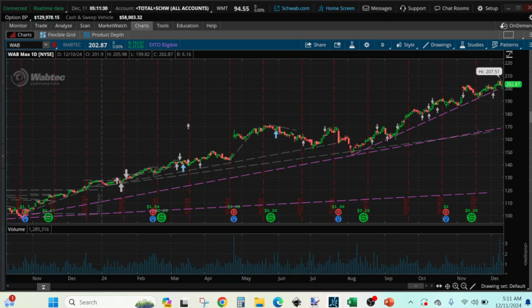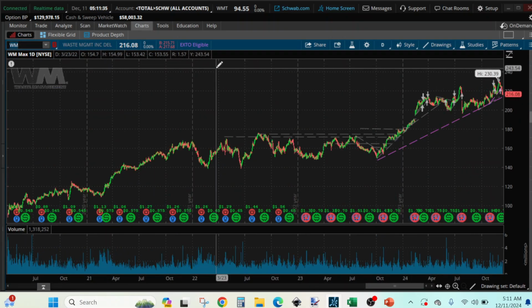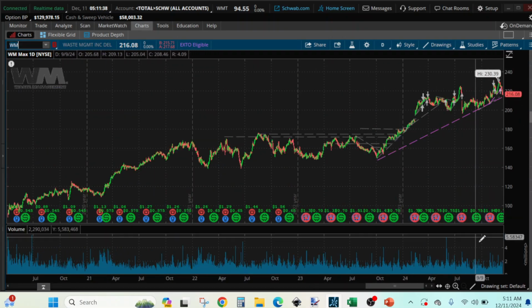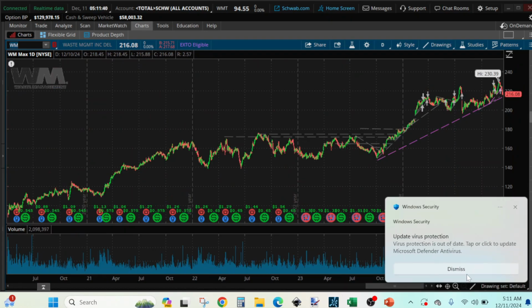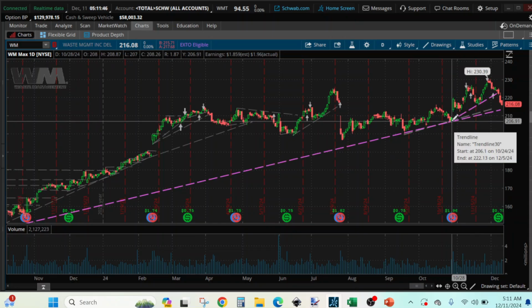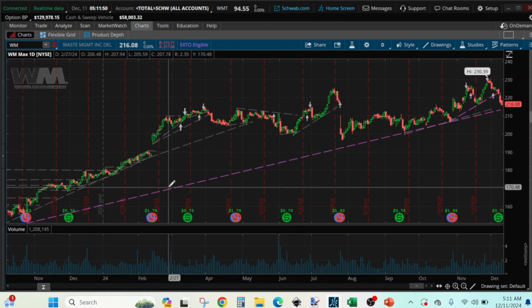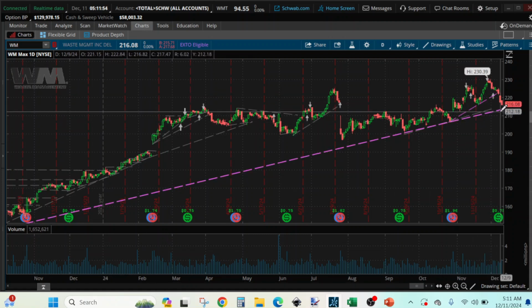So WM is one that we purchased on a long term trend line, and it is negative in the account. In fact, we purchased it on a short term trend line just like the other one, with the assumption that it could continue it, but it decided to come back to this line here.